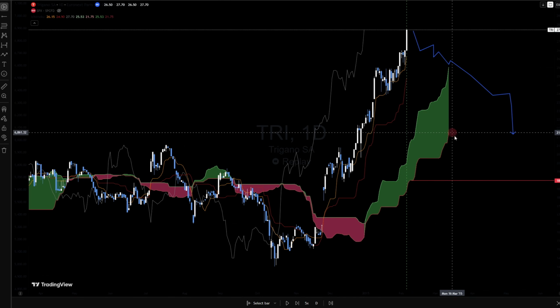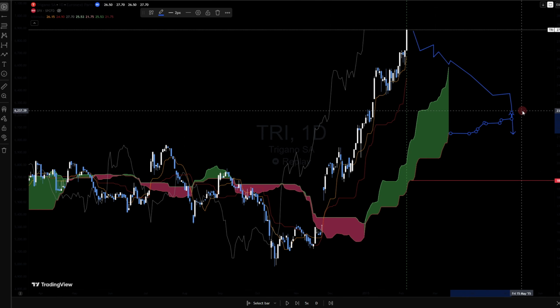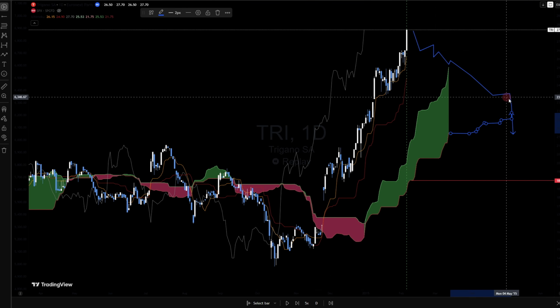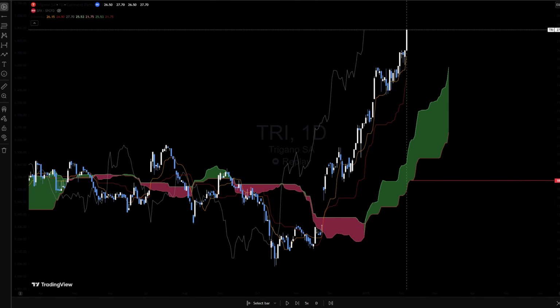because the cloud is probably going to come up to meet it a little bit. It might go horizontally for a while and then start to meet it like that. So the actual break of the Kumo is more likely to be over here. I could be really unlucky and have it here, but I think it's unlikely. So let's watch what happens.